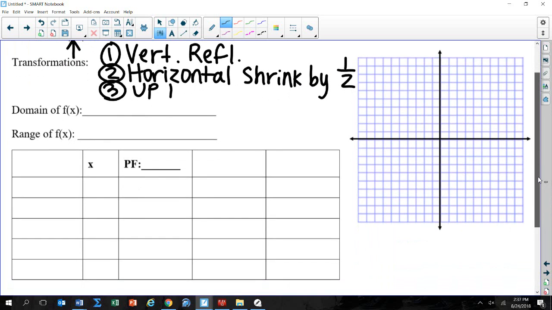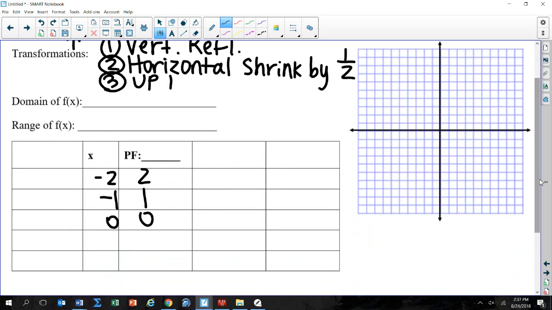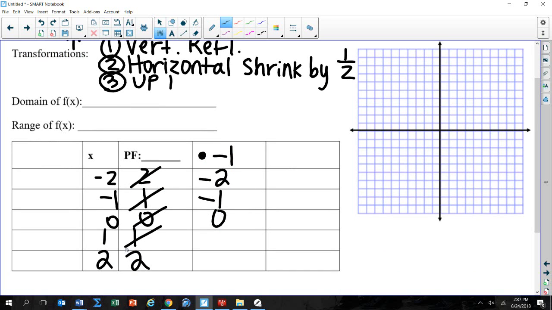So in my chart, I've got these points. -2, 2, -1, 1, 0, 0. Go down. 1, 1, and 2, 2. I'm going to do the vertical reflection first, so all these signs are going to change. That's done. Then I have a horizontal shrink by half.